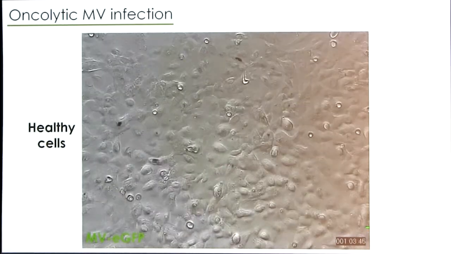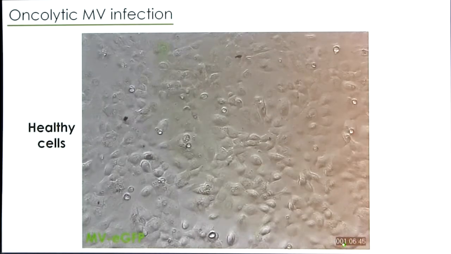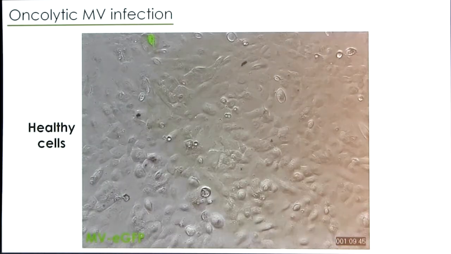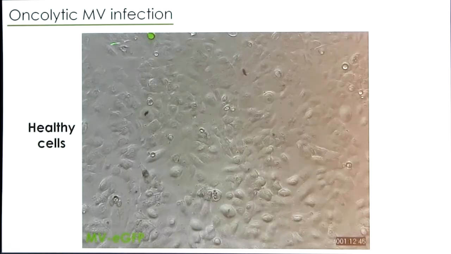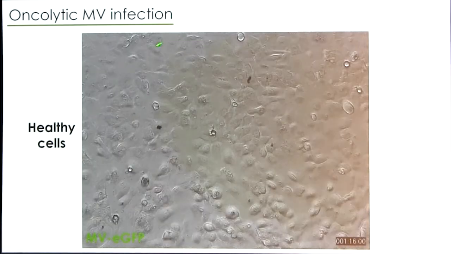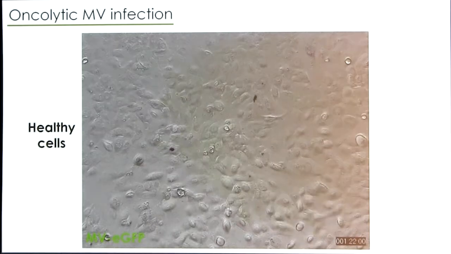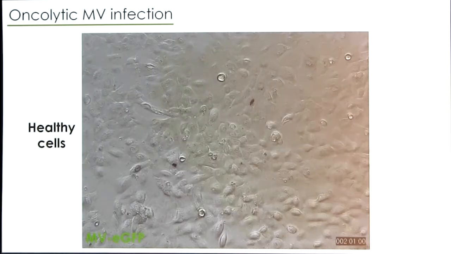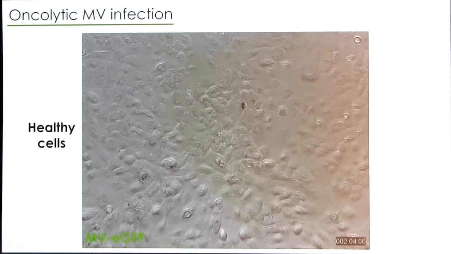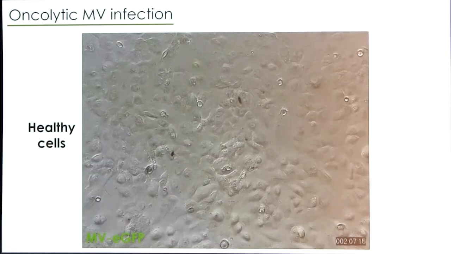So we are now one day after infection with the virus. The dose is 1 virus per cell. And still we only have 1 cell infected here, up there, and I think a second one will come here. But you won't have spread of the virus in the culture, showing that the virus is really specific for cancer cells.